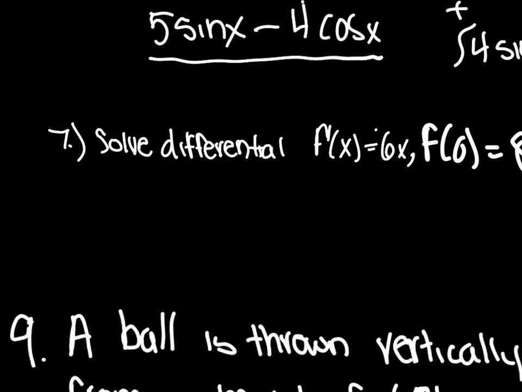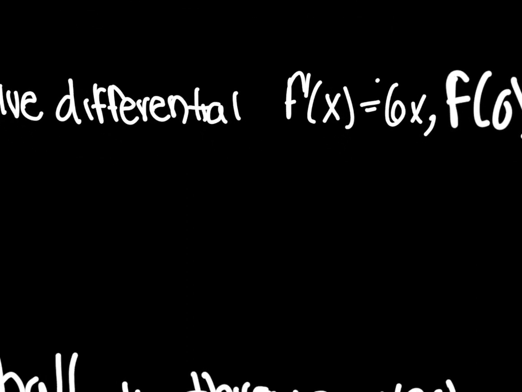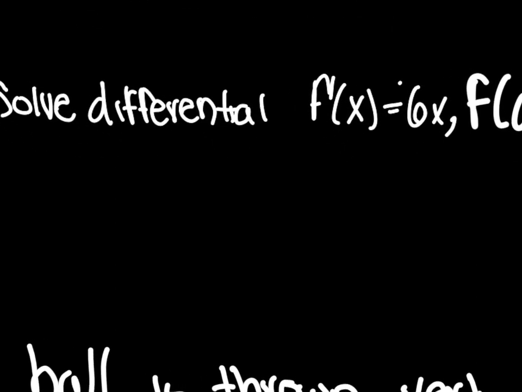Now to move on to number 8, solve the differential equation f prime of x equals 6x when f of 0 equals 8. So this is actually more simple than it seems. What we're going to do first is write down what we see. It's basically telling us that f prime of x is 6x, and when x is equal to 0, f is 8.